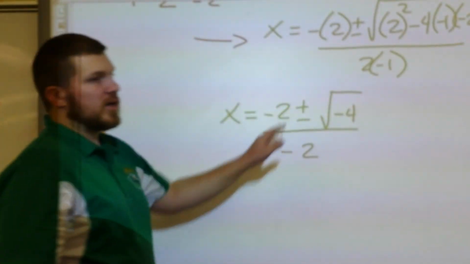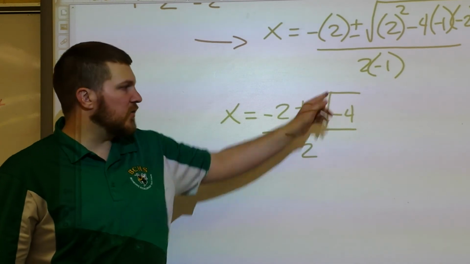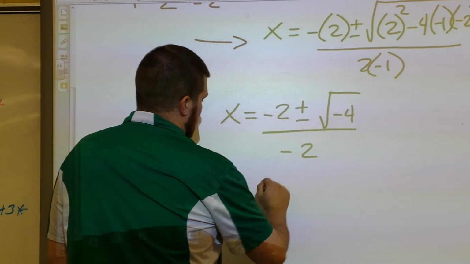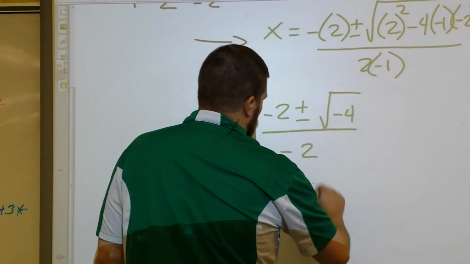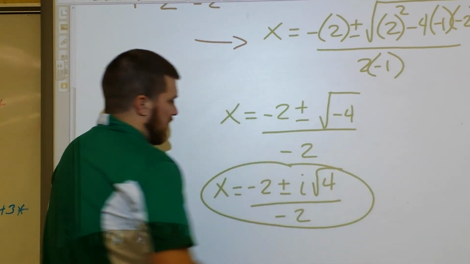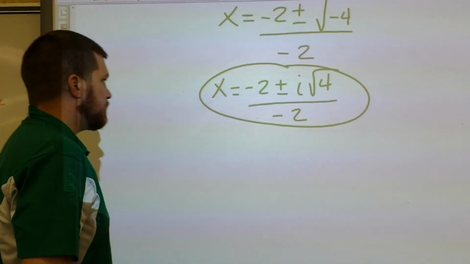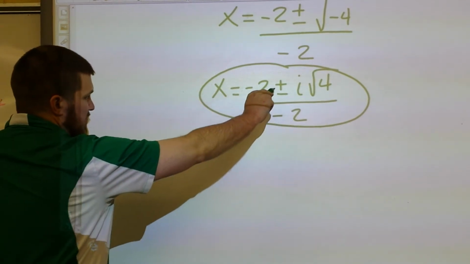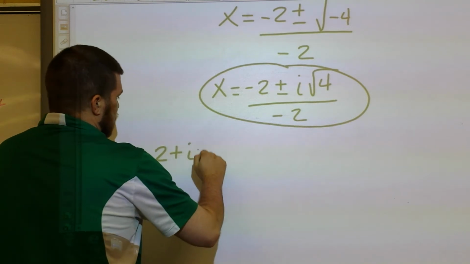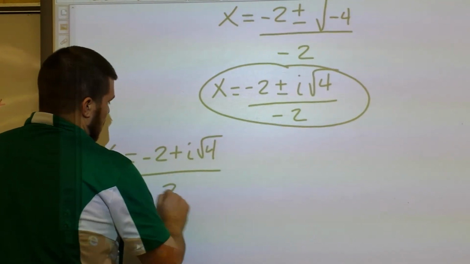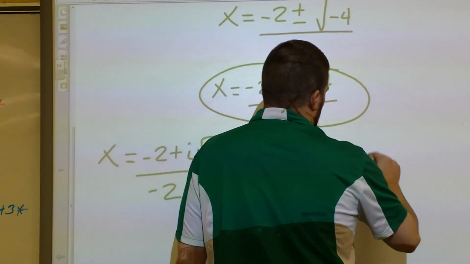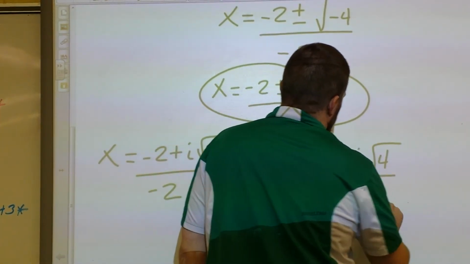Now, like we just saw at the beginning of this video, anytime I see a negative underneath the square root, that's an I that gets to come outside. So I have x equals -2 plus or minus I square root of 4, all divided by -2. Technically, I could stop there because I have x by itself, but I want to keep going. I want to clean up as much as I can. So I'm going to split this up into 2 parts. So x equals -2 plus I square root of 4 divided by -2. And x equals -2 minus I square root of 4 divided by -2.